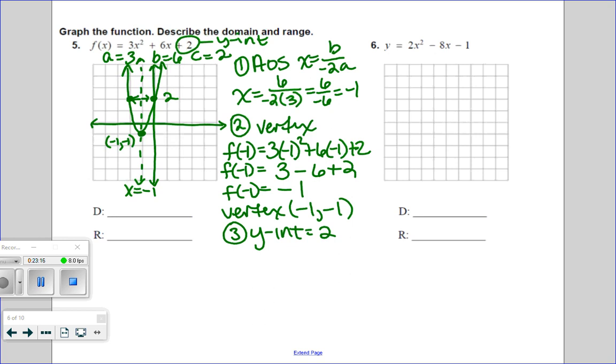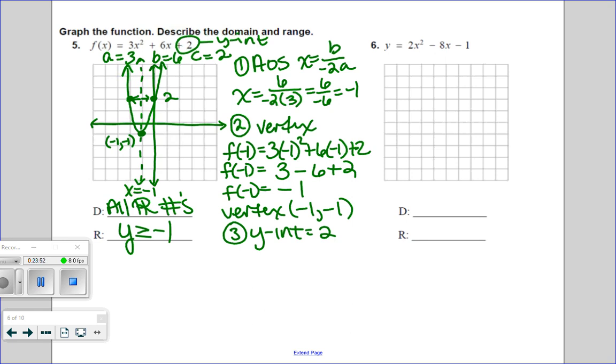And then the rest of it is fairly simple. What's the domain for all parabolas unless they're a word problem? All real numbers. So this is always all real numbers. And then what's our range? All the y values that are greater than or equal to -1, because that is the minimum value of the curve. That's always correlated to the range.